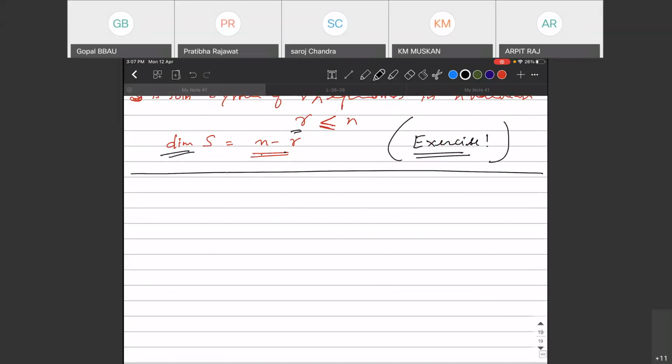If you see M_n(R), you know its dimension is n squared. You all said that the dimension of M_n(R) is n squared.